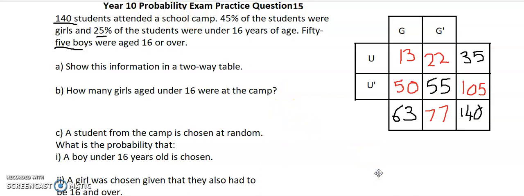So question B will be used in this table. It says how many girls aged under 16 were at the camp. So how many girls aged under 16, so it'll be this part here in yellow, were at the camp. So that means we've got 13 out of a total of 140.